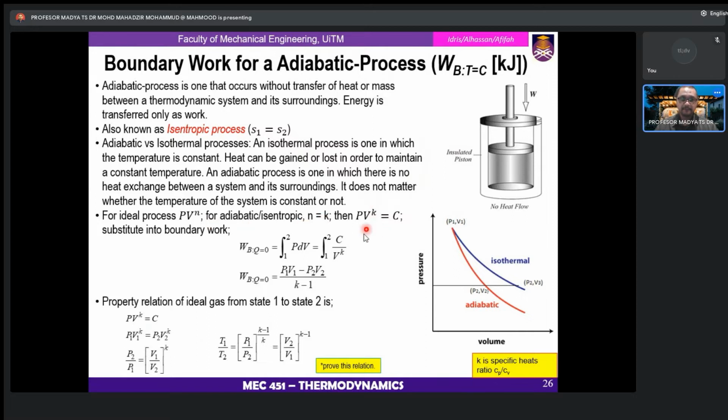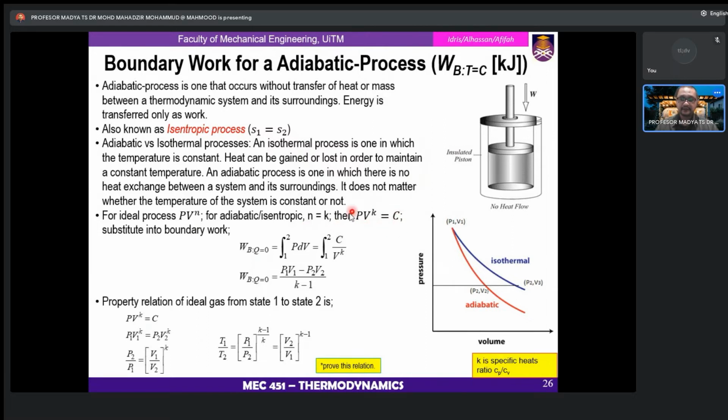To describe this mathematically using the boundary moving work equation, we integrate PdV. We know that PV to the power n equals C for the adiabatic or isentropic process, where n equals k. Remember k is the ratio of Cp over Cv. Then PV to the power k equals C.